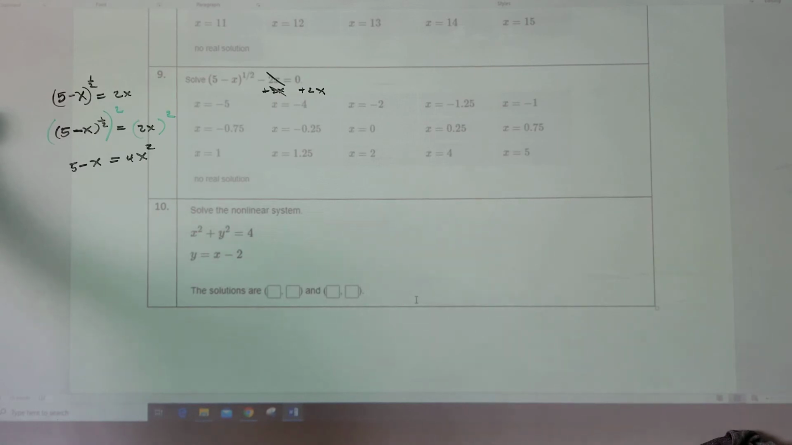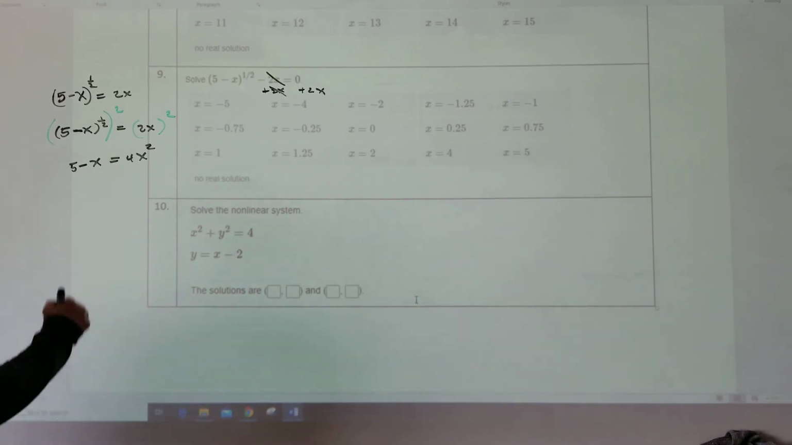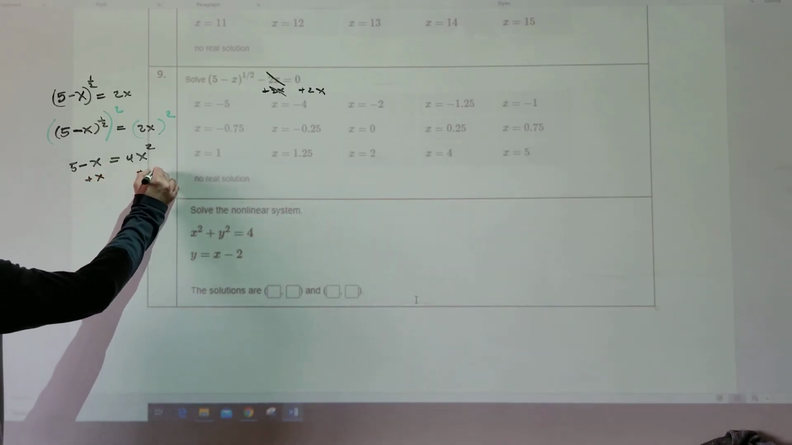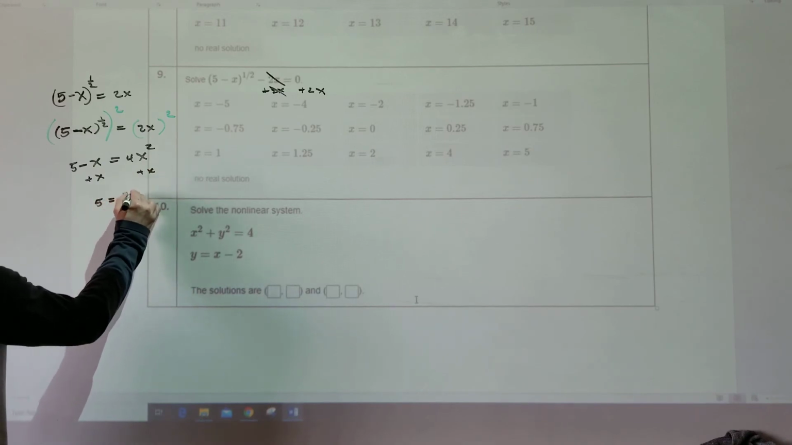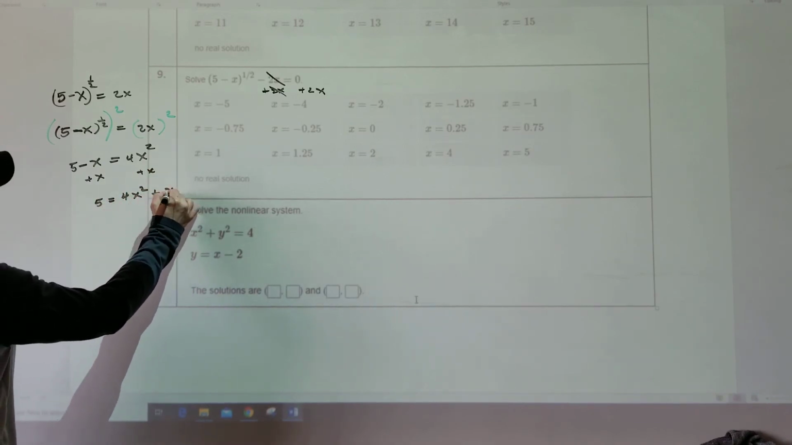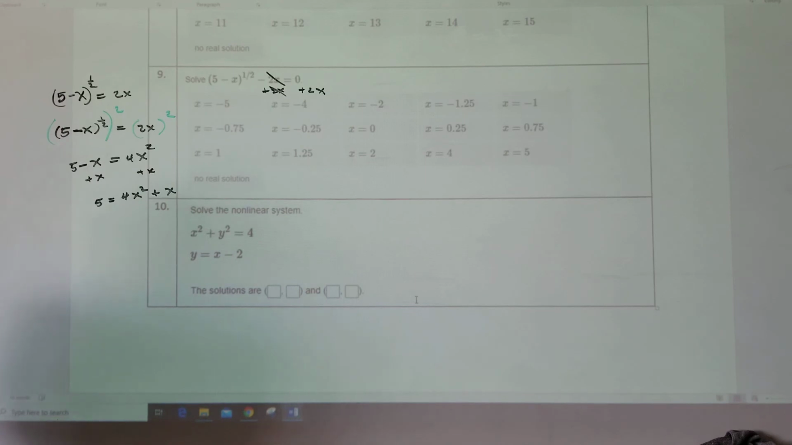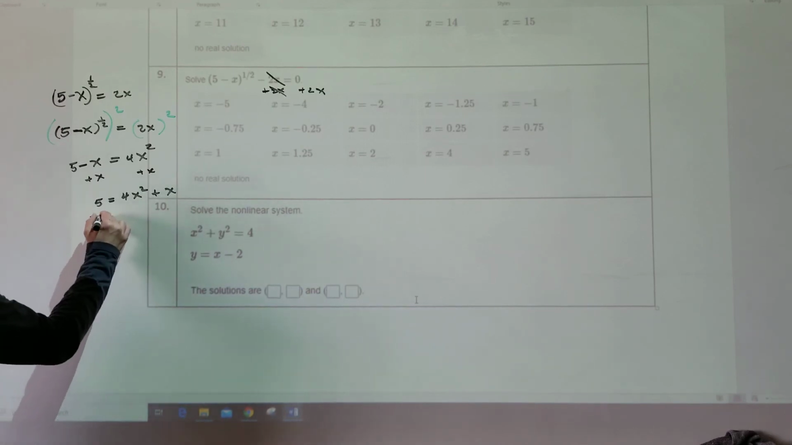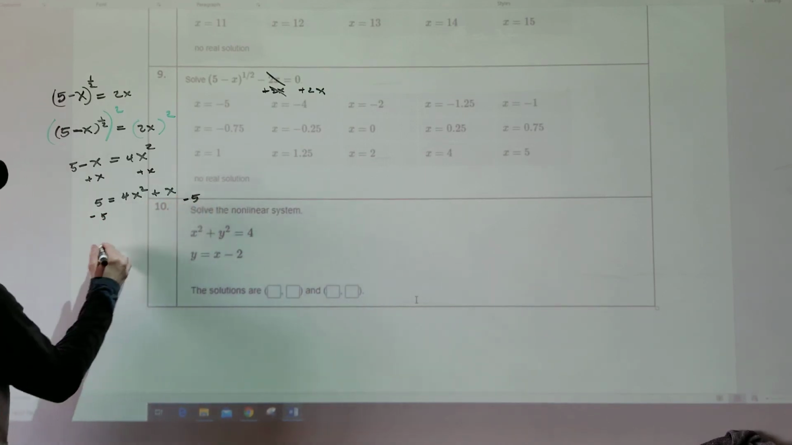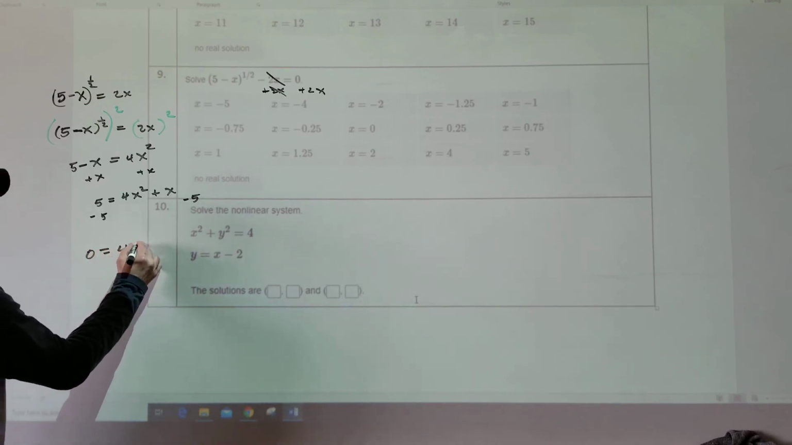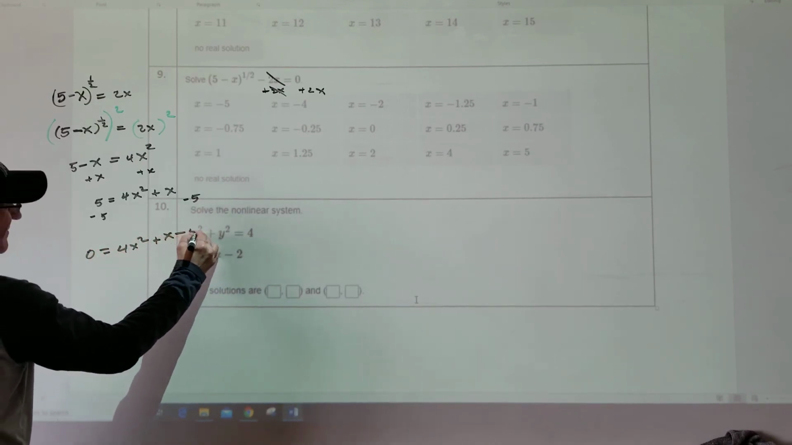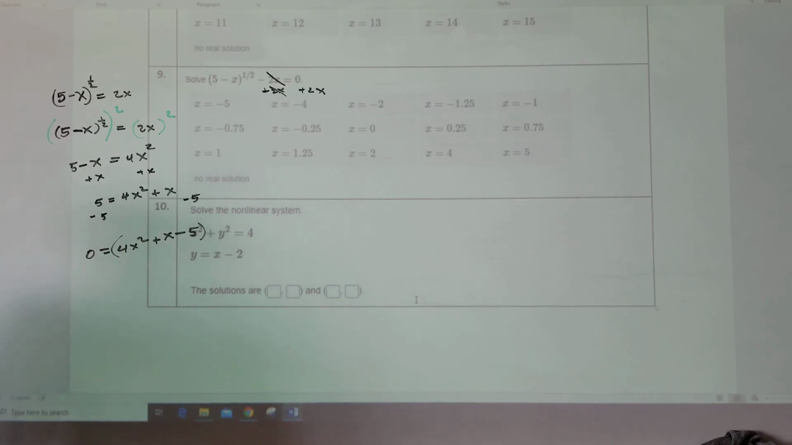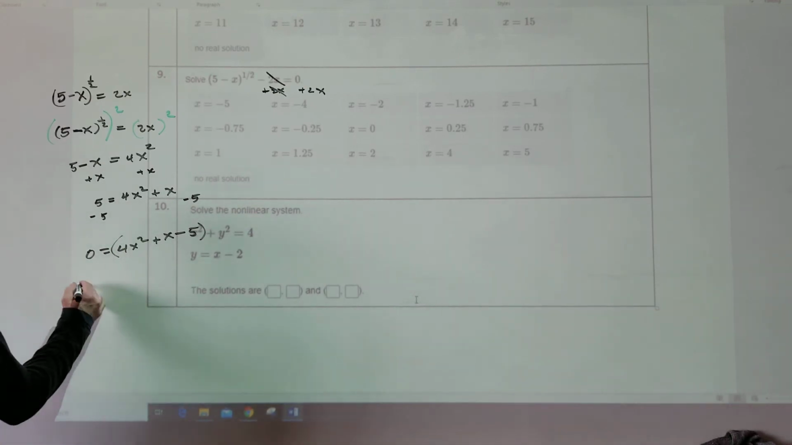This is another equation where I have a square in it, and so you really ought to do everything you can to get it equal to 0. The way to do that is to add x to both sides. This could be and probably should be done in one step. And by that I mean subtract 5 now from both sides. And then, if you can, go ahead and factor this.